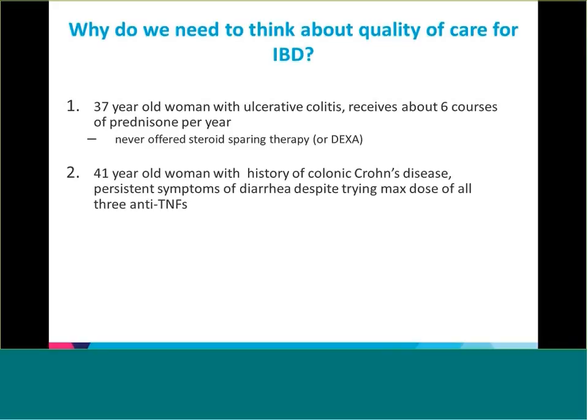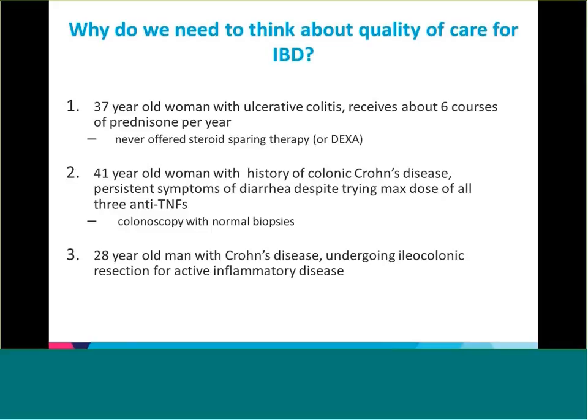In a second case, we've got a 41-year-old woman with a history of Crohn's disease of her colon, so colonic Crohn's disease, with persistent symptoms of diarrhea despite trying the maximum dose of all of the approved anti-TNF therapies for Crohn's disease. So that would be Remicade and Humira and Cimzia. And then a colonoscopy is done, and even though we know she has colon disease of her Crohn's, she had nothing but normal biopsies, so she really had terrific healing of her colon.